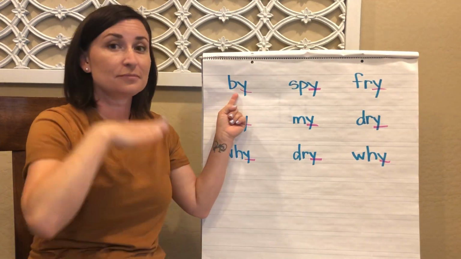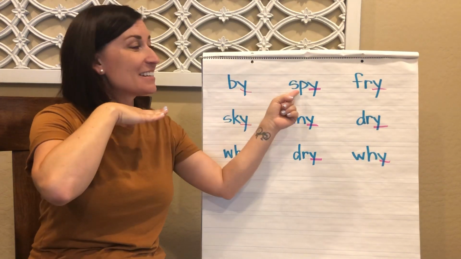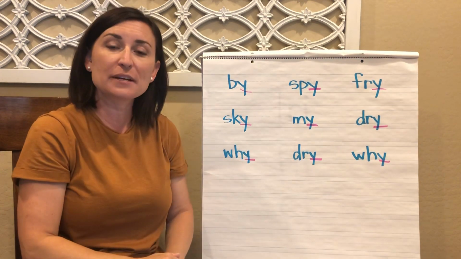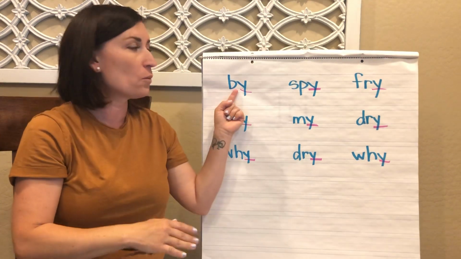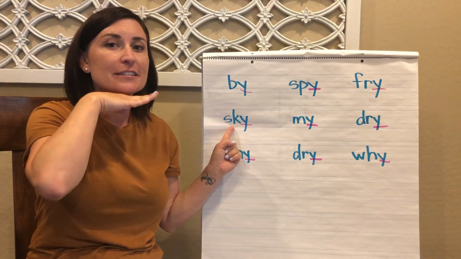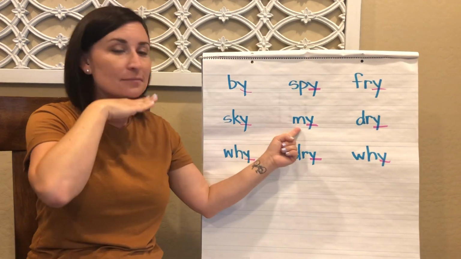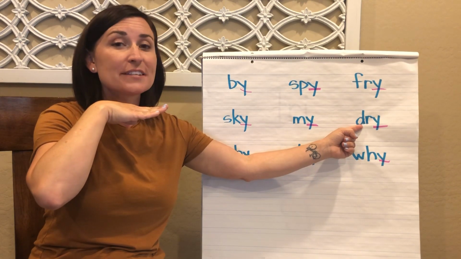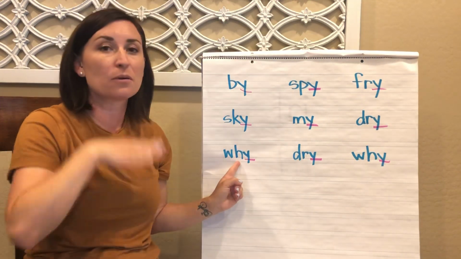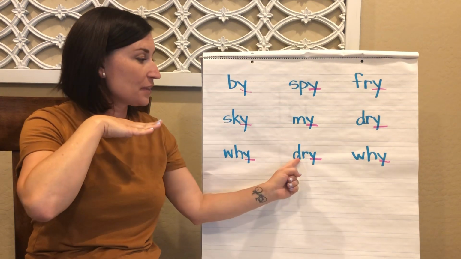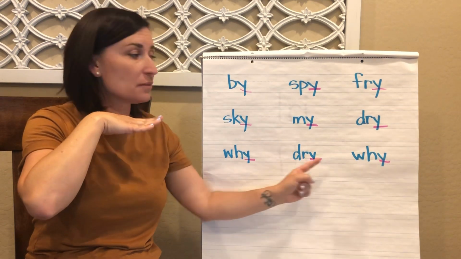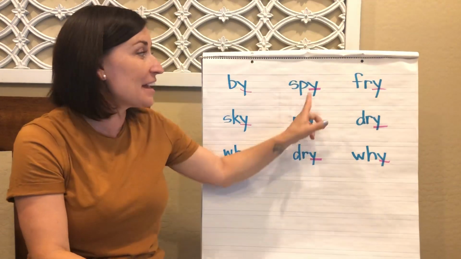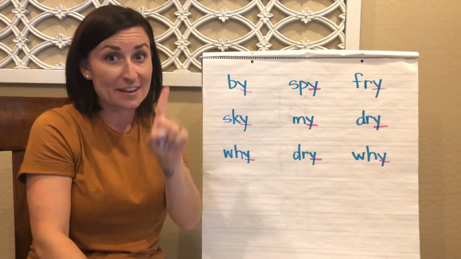So every time I tap my chin is the number of syllables. So let's start here. Buy, spy, fry. So far, how many times have I tapped my chin for each word? 1 time, okay? Let's try this. Sky, 1 time. My, 1 time. Dry, 1 time, which means it's 1 syllable. Last row. Why, 1 time. Dry, 1 syllable. Why, 1 syllable. So all of these words end in Y and they also have 1 syllable.